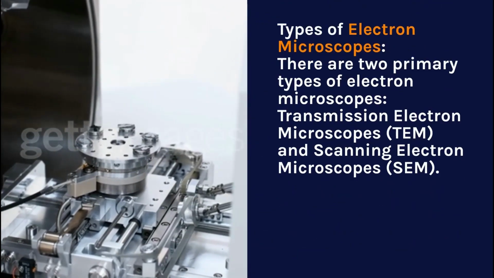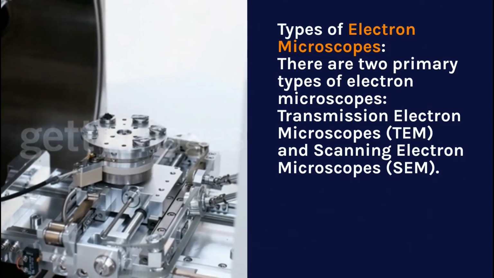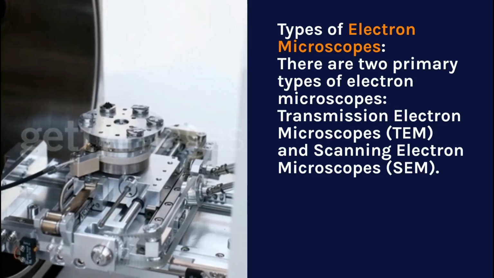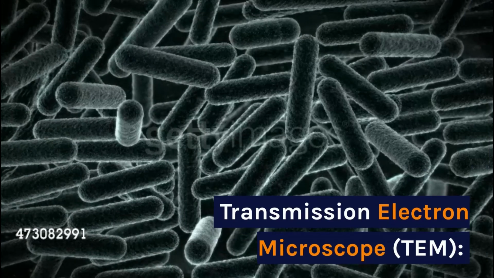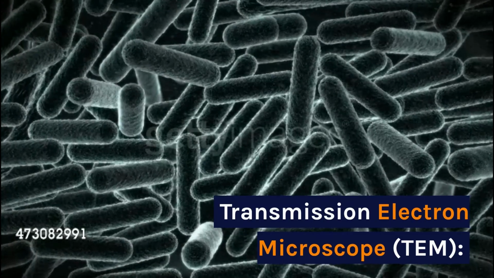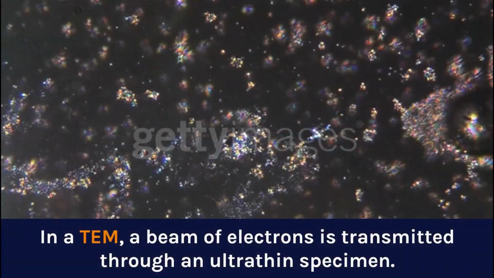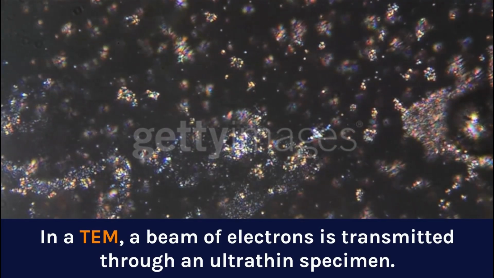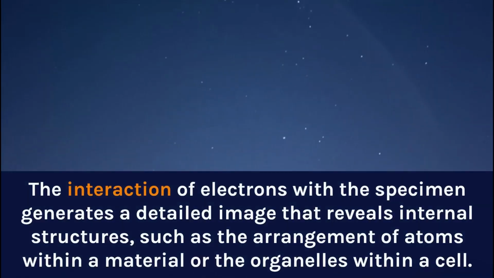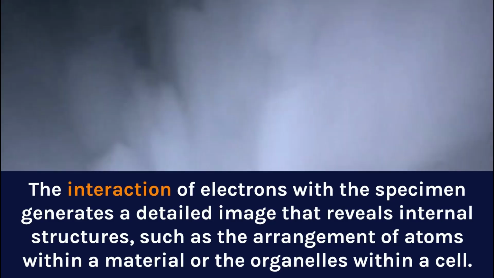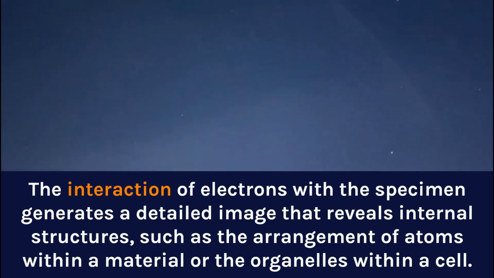Types of electron microscopes. There are two primary types of electron microscopes: Transmission Electron Microscopes (TEM) and Scanning Electron Microscopes (SEM). Transmission Electron Microscope (TEM). In a TEM, a beam of electrons is transmitted through an ultra-thin specimen. The interaction of electrons with the specimen generates a detailed image that reveals internal structures, such as the arrangement of atoms within a material or the organelles within a cell.